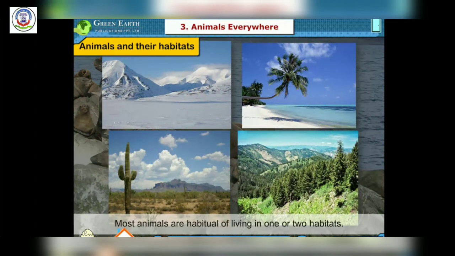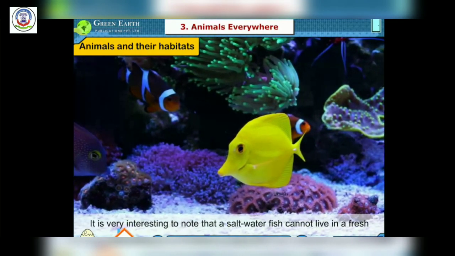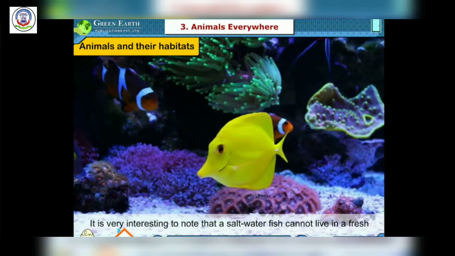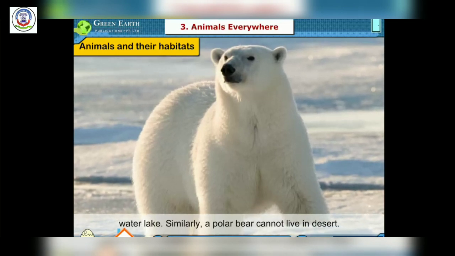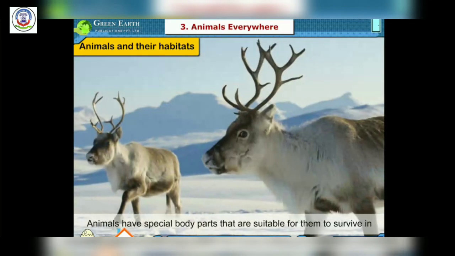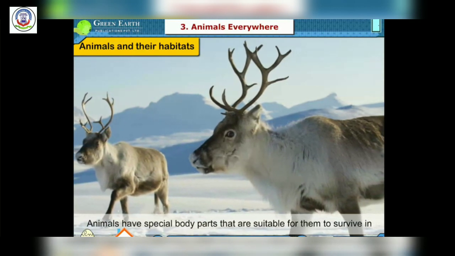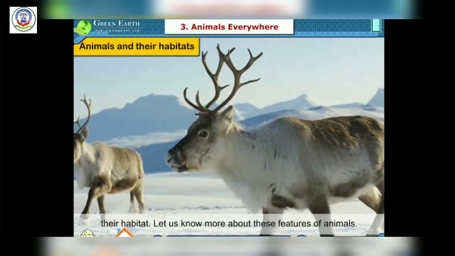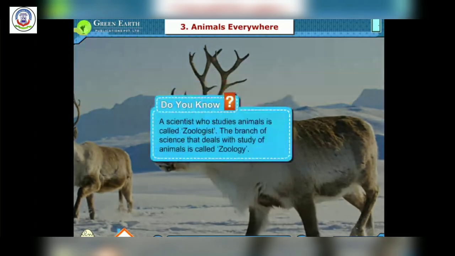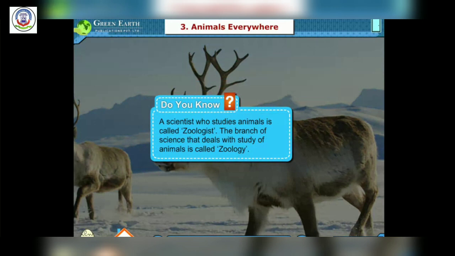Most animals are habitual of living in one or two habitats. It is very interesting to note that a saltwater fish cannot live in a freshwater lake. Similarly, a polar bear cannot live in desert. Animals have special body parts that are suitable for them to survive in their habitat. Let us know more about these features of animals. Do you know? A scientist who studies animals is called zoologist. The branch of science that deals with study of animals is called zoology.